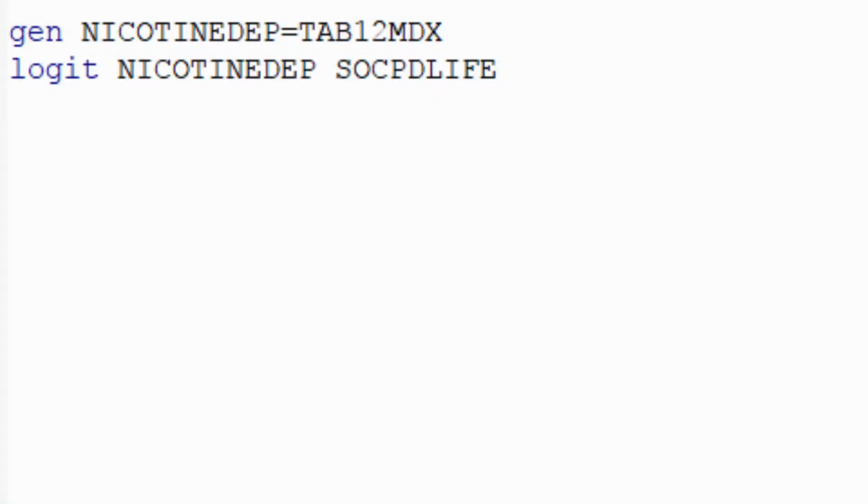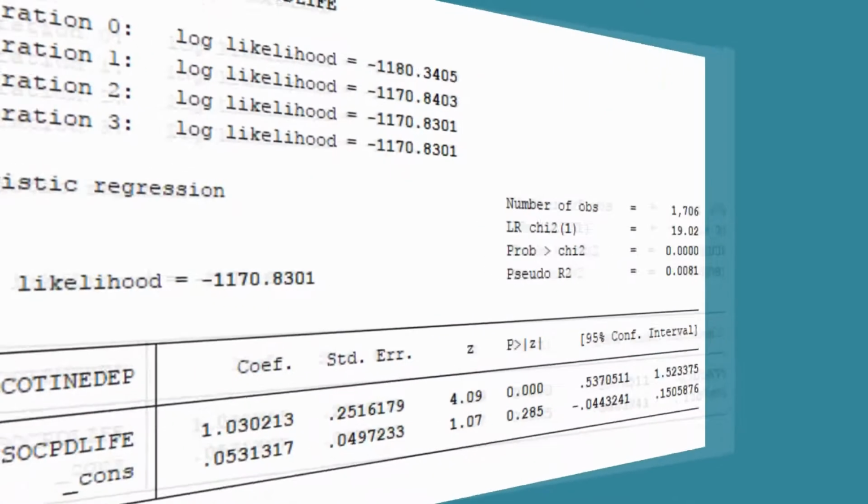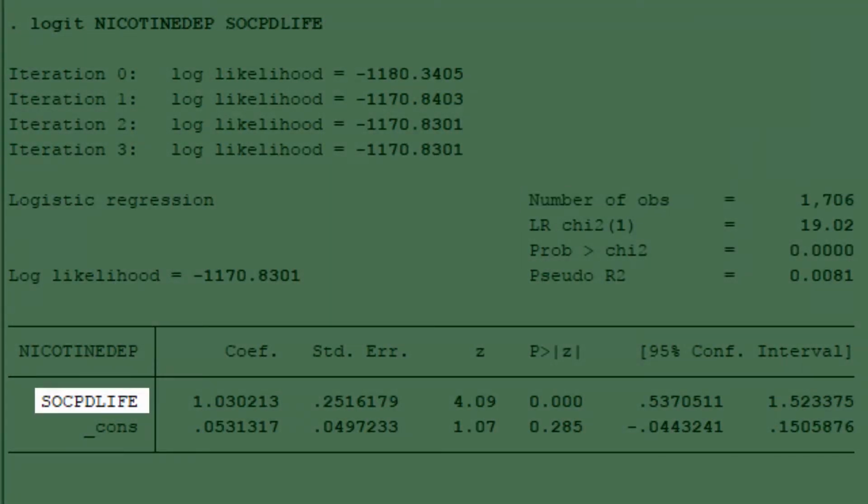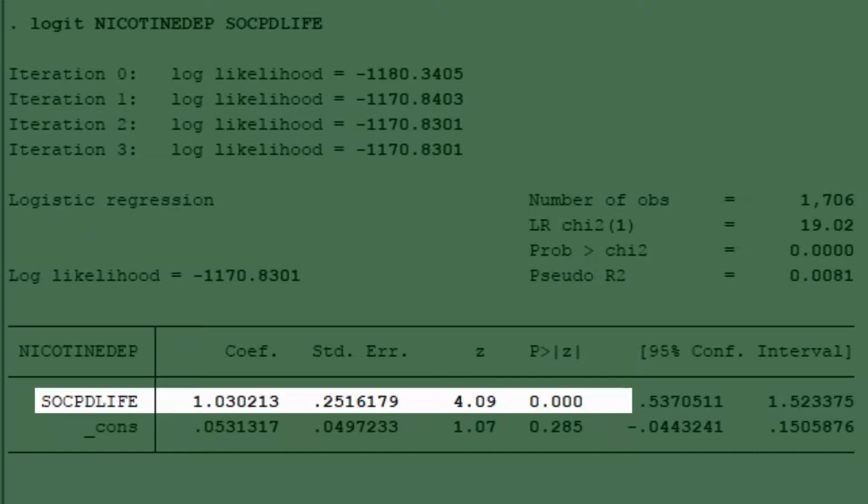Thus, our code would be logit nicotine dep soc_PD_life. Let's take a look at the output. Here you can see the number of observations, and here's the name of our response variable. Here's the coefficient, p-value, and confidence interval included in the output of the logit command. Our regression here is significant with a p-value of 0.000.